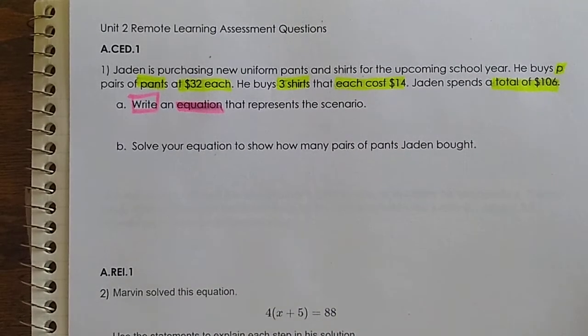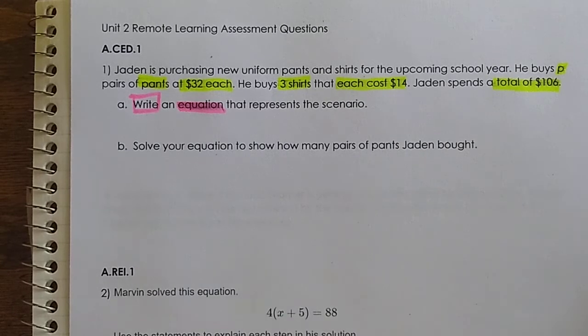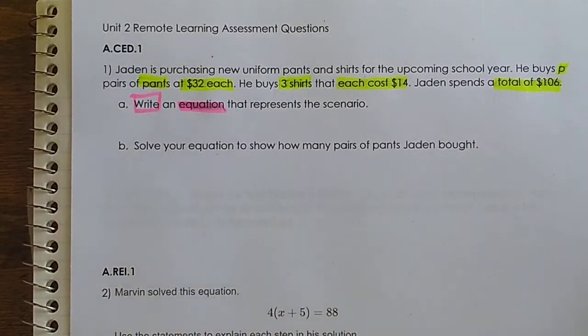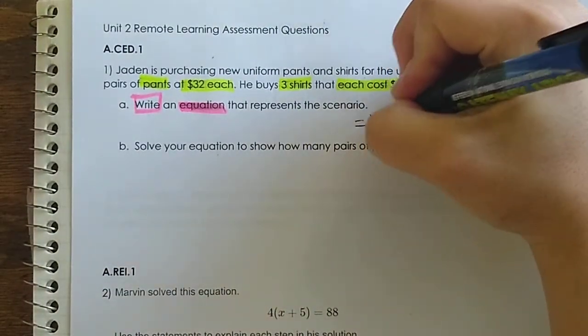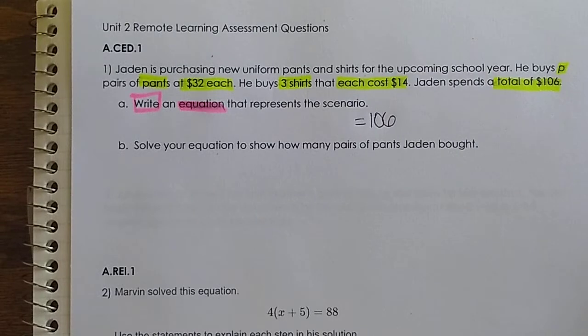So when we're thinking about this problem, we want to think, okay, what do I know? Well, I know that altogether he spent $106. So everything's going to equal $106. We know that he bought P pairs of pants. So we don't know how many pairs of pants he bought, but each one costs $32. So if I think, okay, each pair of pants is $32. If I buy 1 pair of pants, that's $32. If I buy 2 pairs of pants, that's 32 plus 32, or more easily 32 times 2, which is $64. If I buy 3 pairs of pants, that's 32 times 3.